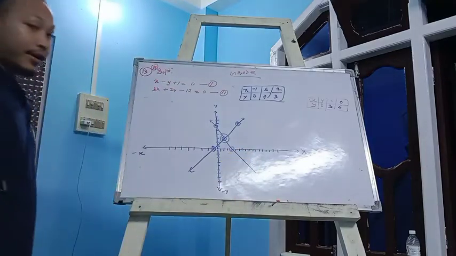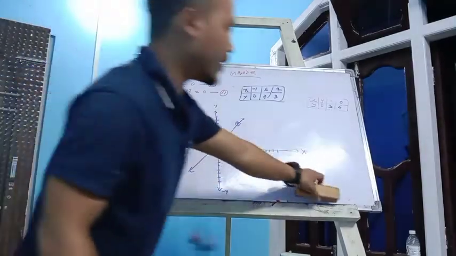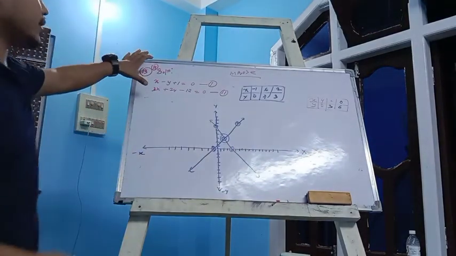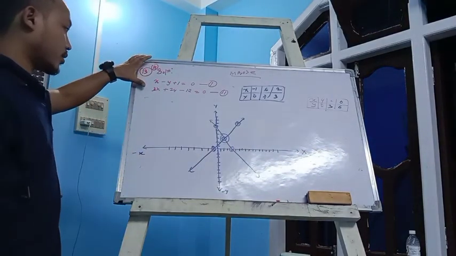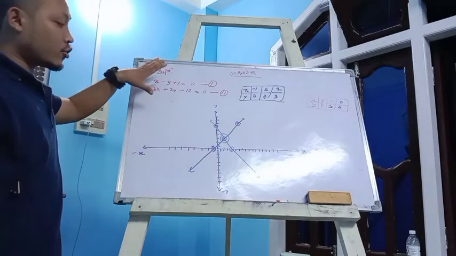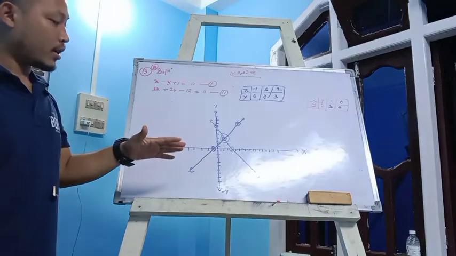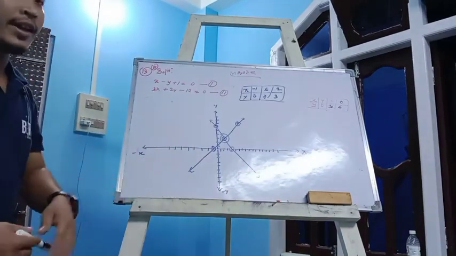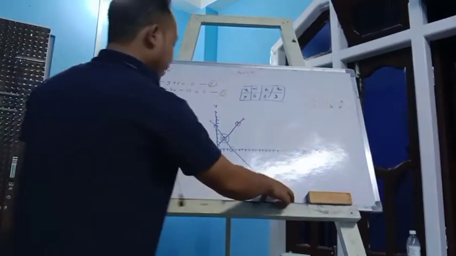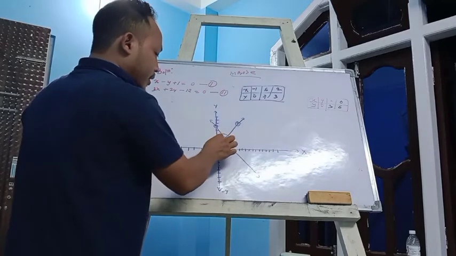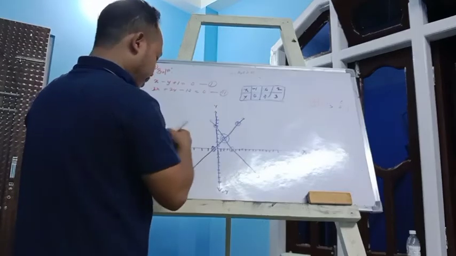Now I get a triangle. In this question, they have to find the vertices, and the triangle should be formed on the x axis. After finding the triangle on the x axis, they then ask to find the area of the triangle. So I'll give the names. This is your x axis, this is your y axis. This is a triangle on the x axis.